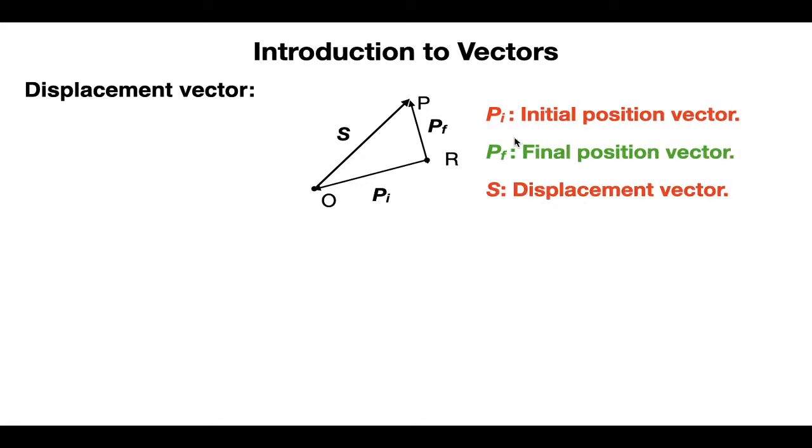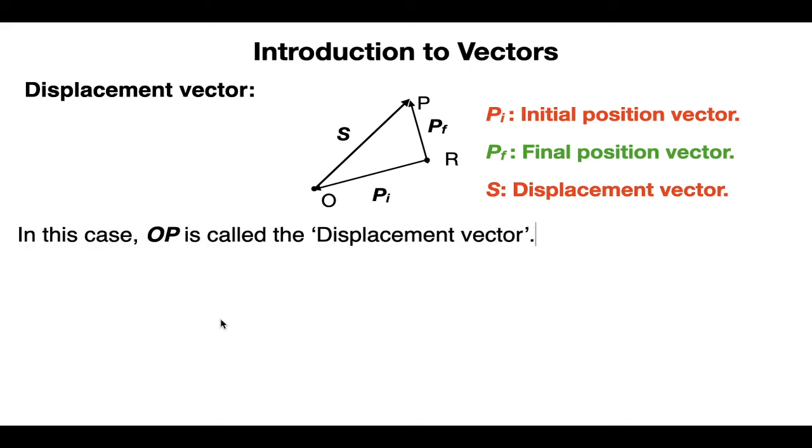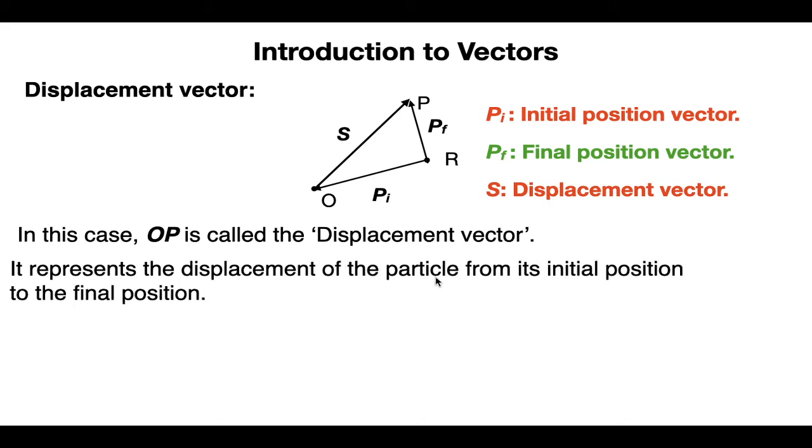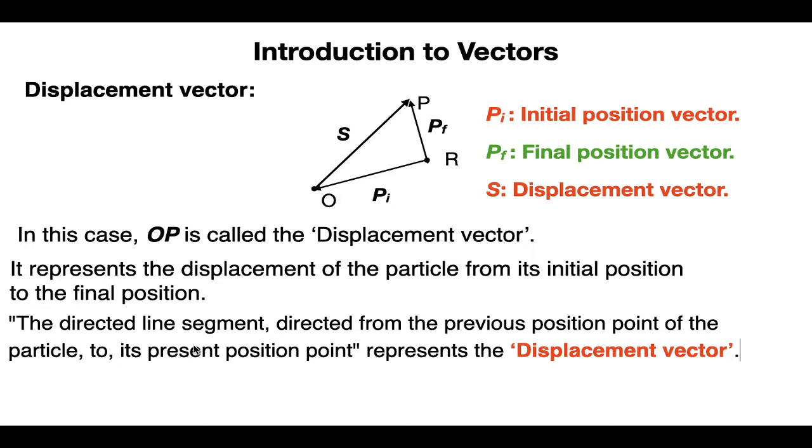Have a look at it again. Is initial position vector, PF is final position vector, S is the displacement vector. All are vectors. OP is called the displacement vector. It represents the displacement of the particle from initial position to the final position. The directed line segment from the previous position point to the present position point represents the displacement vector S.